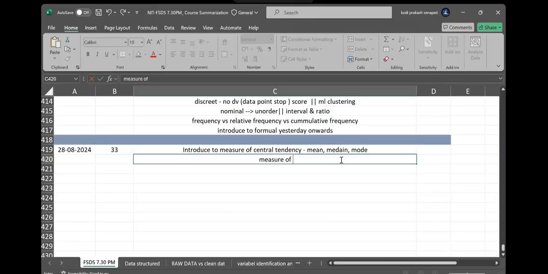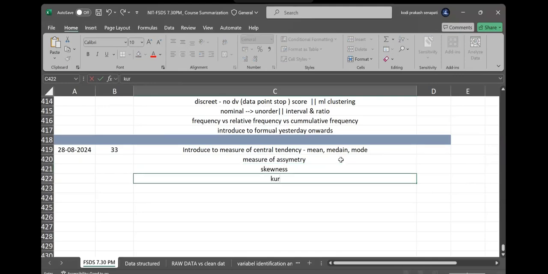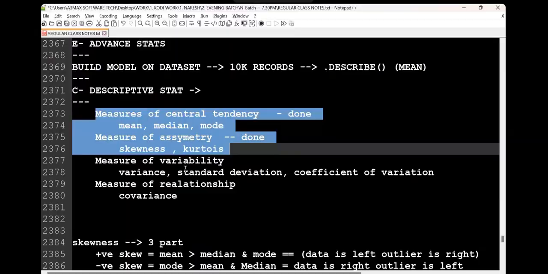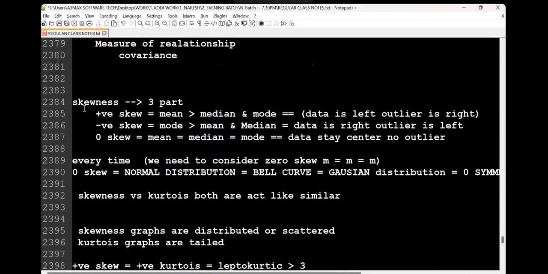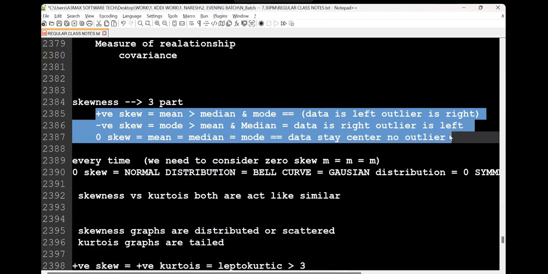Just go here. So skewness and kurtosis, isn't it, guys? So what is the range of kurtosis? Minus 3 to 3. Okay.